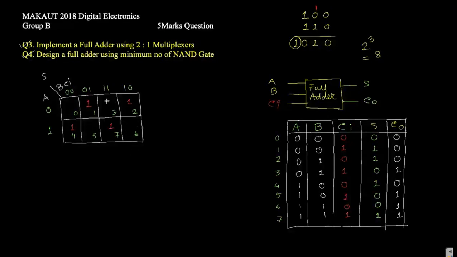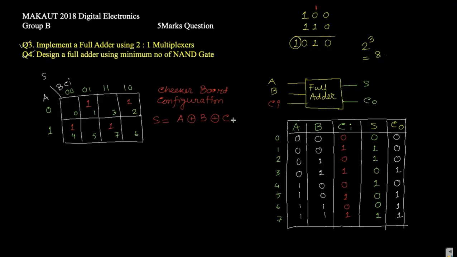So this is a very important configuration called the checkerboard configuration. You write it here, checkerboard configuration, and for that the output becomes nothing but A XOR B XOR Ci.